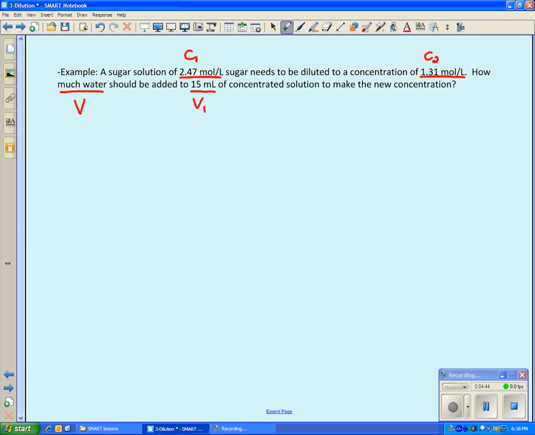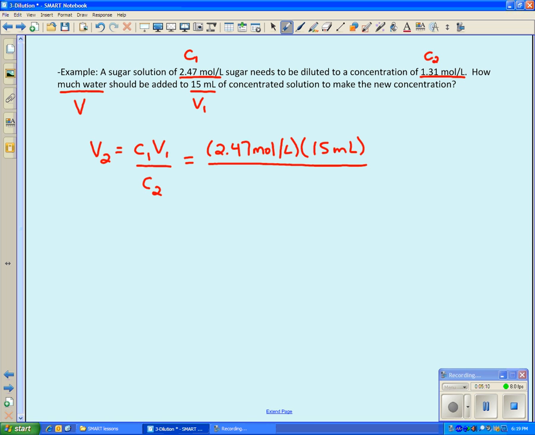If we want to rearrange and solve for V2, we need C1 times V1 divided by C2. So our initial concentration of 2.47 moles per liter goes in. And for volume 1, we have 15 milliliters. Even though the milliliters does not match the liters that's part of our moles per liter, that's okay. We can still leave that there. C2 on the bottom is 1.31 moles per liter. The moles per liter on the top and bottom in our two concentrations are the ones that cancel, giving us units of milliliters for the answer. So the fact that we left that volume in milliliters is okay. Our answer is 28.3 milliliters.